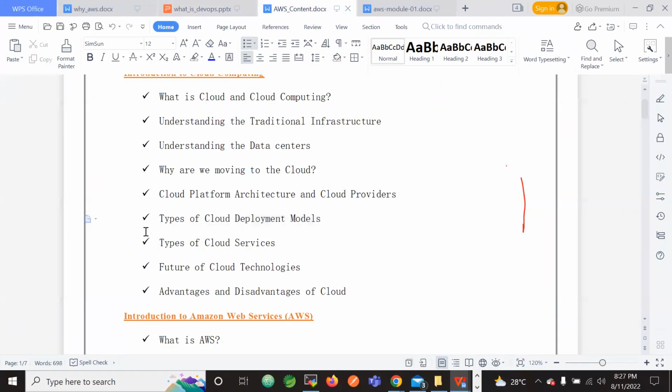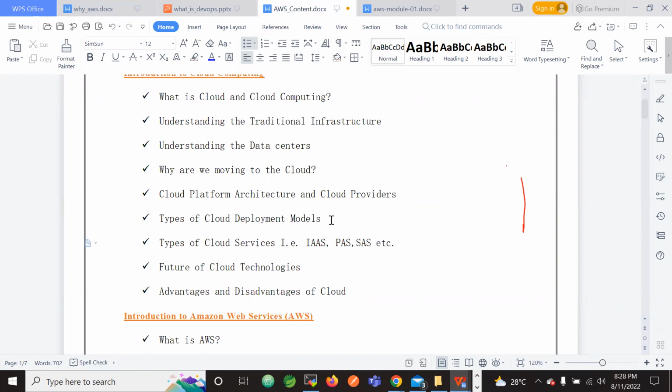We have to know about the types of cloud deployment models. Then the types of cloud services. Cloud services meaning we have infrastructure as a service, platform as a service, and then software as a service. And three other services have also come into the market now.